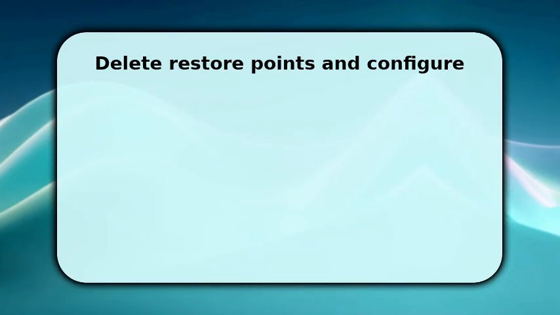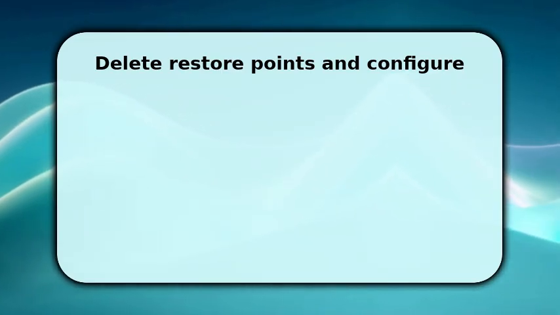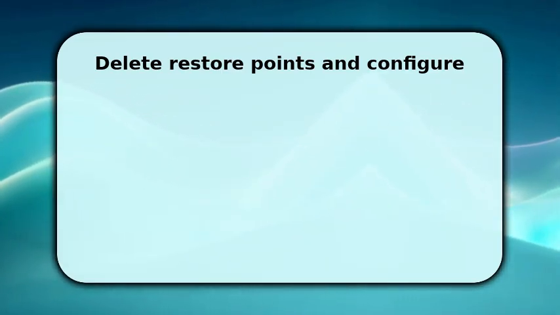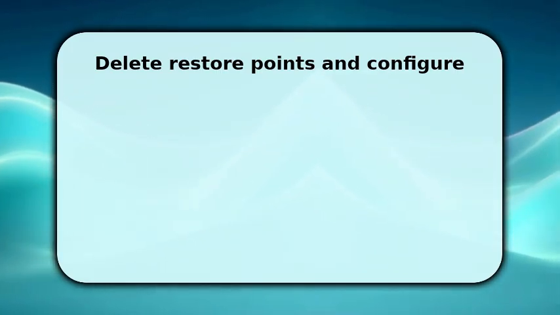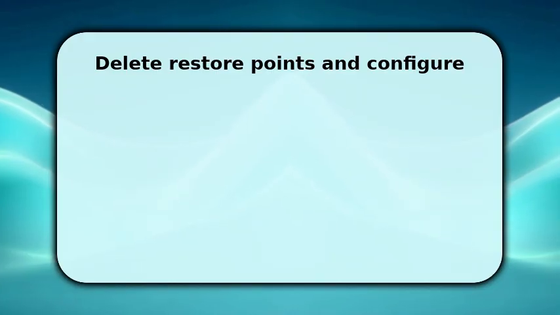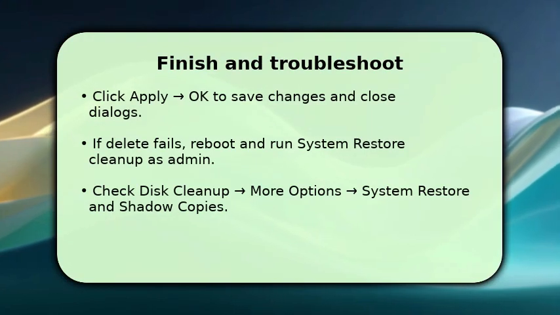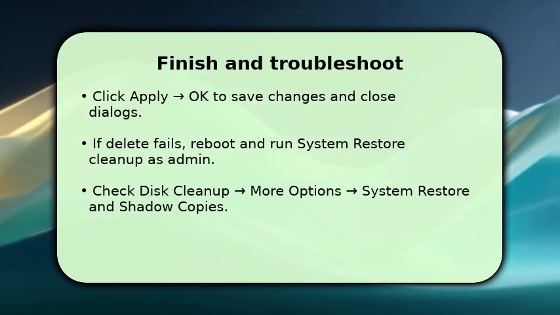If you choose to turn off system protection, Windows will stop creating new points, but you'll lose recovery options. Make sure to confirm any prompts. This step cleans history and sets future behavior. Finish by clicking Apply, then OK to commit the deletion and configuration.